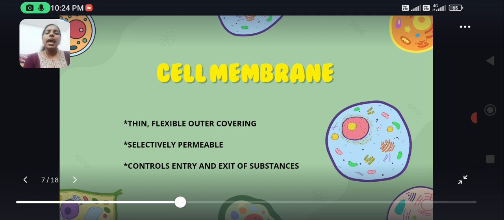So they act as the pathway for the entry and exit of substances into and out of the cell. They select only some of the components to enter and exit the cell. So they are known as selectively permeable. So this is about the cell membrane. Its function is to control the entry and exit of substances.